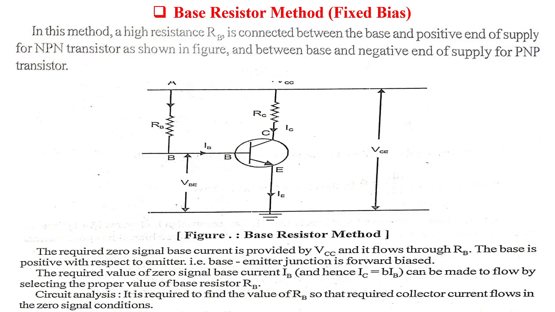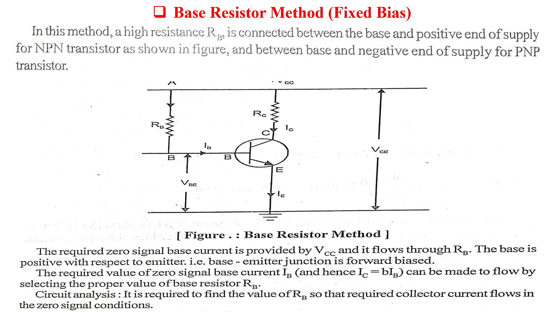The high resistance RB of several kilo ohm is connected between the base and the positive terminal of the supply, as connected in the figure. Here the zero signal base current is provided by VCC and goes through RB. Therefore, the base is positive with respect to the emitter, that is the base emitter junction is forward biased.